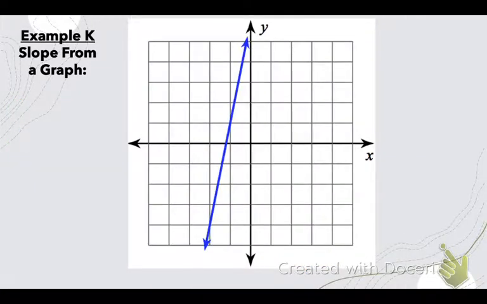Okay, here we have a line. Is this positive or negative? In this case, it's going upwards, so it's a positive slope. And now I need to find my slope, the ratio of my change in y over my change in x.